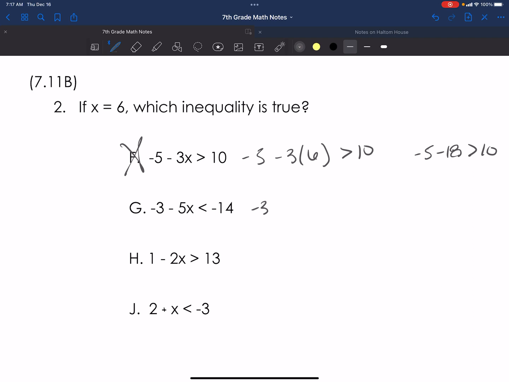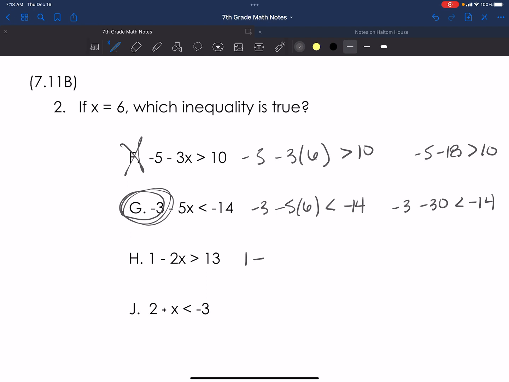G, -3 minus 5 times 6 has to be less than -14. Well, I know 5 times 6 is 30, so -3 minus 30 is less than -14. And again, same signs add and keep, and honestly, even if it was subtracting, my -30 is less than -14 because it's further to the left on the number line. So it looks like G is my answer. But I am going to solve the other two just to be sure and prove that G is my answer.